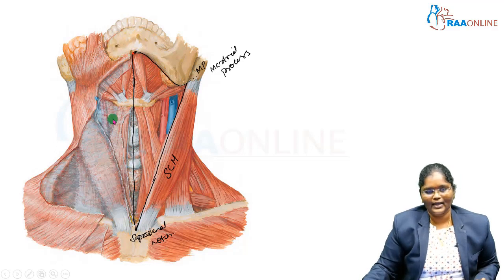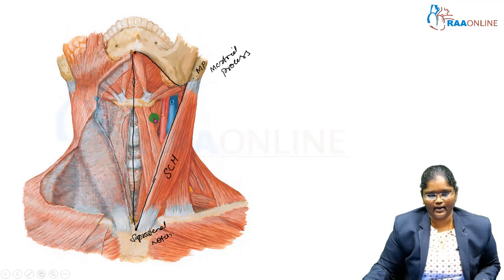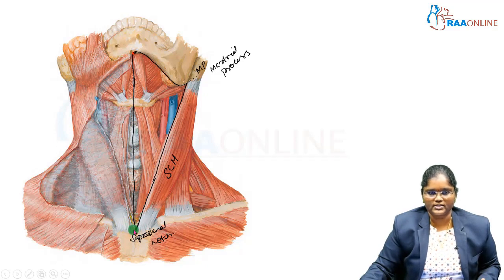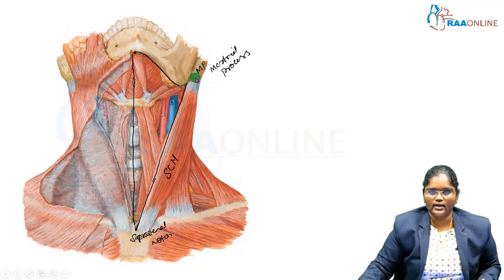On either side you have two triangles, the right-sided anterior triangle and the left-sided anterior triangle. I am repeating again. Anteriorly it is bounded by the anterior median line. Posteriorly by the anterior border of the sternocleidomastoid muscle. The apex is formed by the meeting point of the anterior and posterior borders, that is the suprasternal notch, and the base is formed by the lower border of the body of the mandible and the imaginary line connecting the angle of the mandible and the mastoid process.